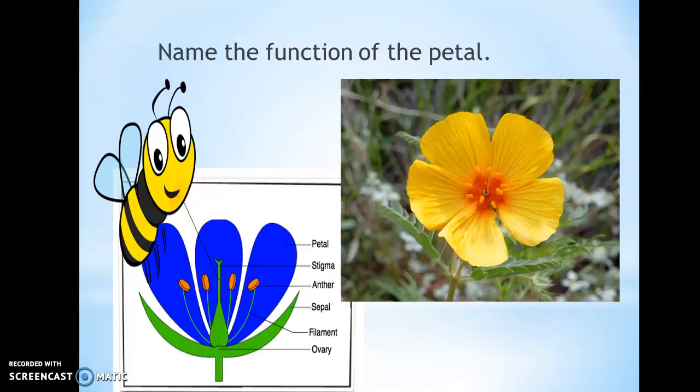Petals actually have a job. Their job is to attract pollinators. For example, a bee is a pollinator because as a bee sits on a flower, it gets pollen on it, and then it can transfer it to the sticky stigma part to start reproduction. So again, the job of the petals is to make the bees want to come, so they attract pollinators.